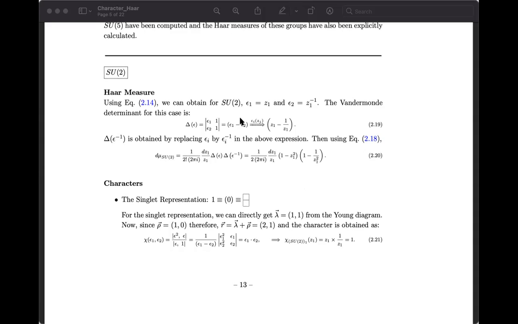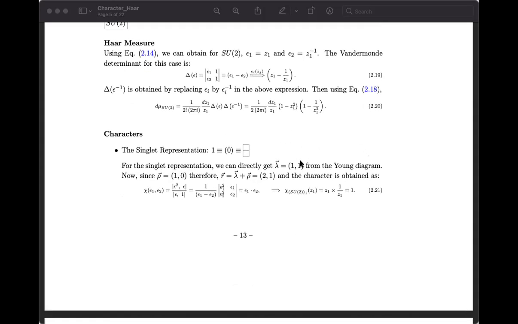So from there you get this Z1 minus 1 by Z1, putting it back in terms of Z. You calculate the Haar measure d mu of SU2 in this particular form, put it back there, use equation 2.19, and then you get this structure. So now, if I am to calculate the characters for this representation, how do you do that?